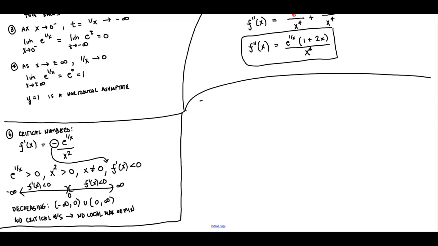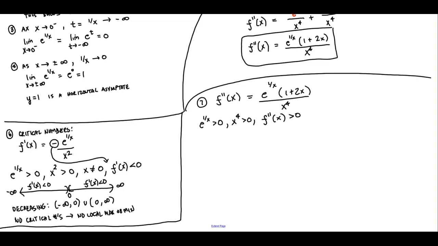Now let's take a look at the second derivative. We have e to the 1 over x times (1 plus 2x) over x to the fourth. Likewise, when we take a look at this function, we can see that e to the 1 over x is greater than 0. And we also know that x to the fourth is greater than 0. Now, since this function is positive, that tells us that the second derivative of x is going to be greater than 0.